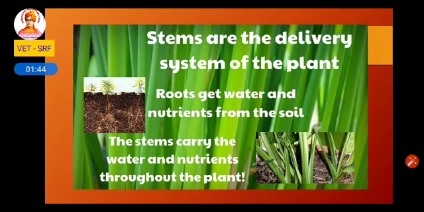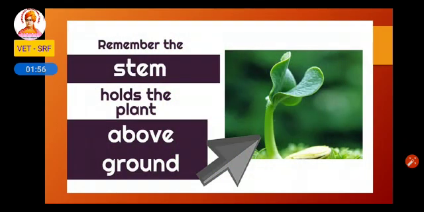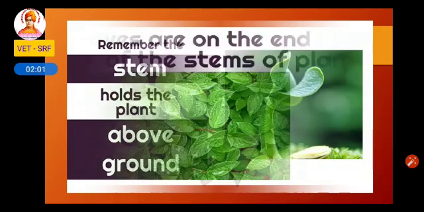Stems are the delivery system of the plant. Roots get water and nutrients from the soil. Stems carry water and nutrients throughout the plant. Remember, stem holds the plant above the ground.